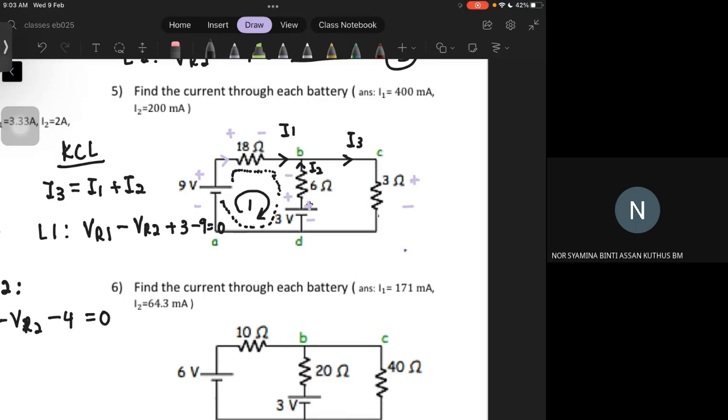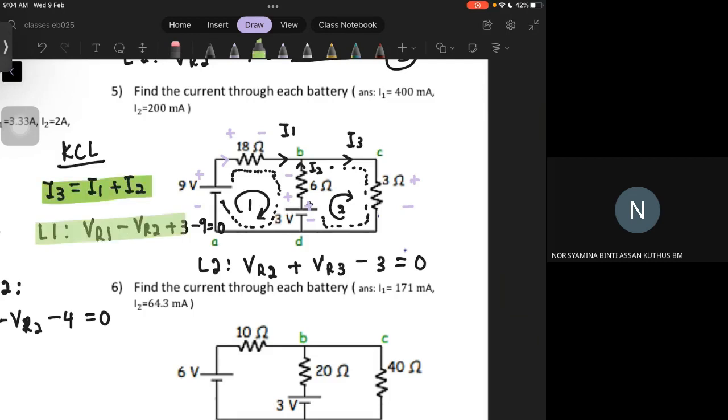Okay, untuk yang second loop pula, clockwise juga. Kita boleh jalan dulu jumpa dengan 6 ohm. So loop 2 dekat sini kita ada VR2, jalan jumpa positif 3 ohm plus VR3, jalan to complete the loop minus 3 equals to 0. Okay, faham? Ini adalah 3 formula untuk soalan yang kelima. Boleh?